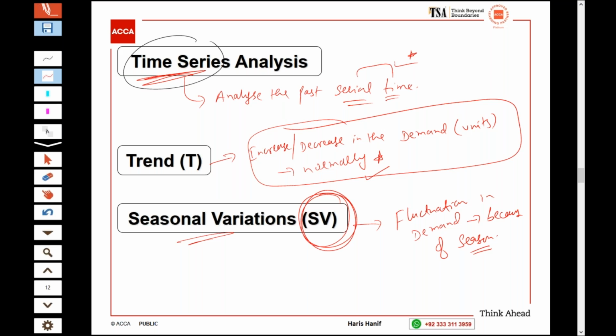So time series analysis basically considers these two aspects. There are other aspects as well, but time series analysis is the technique which analyzes the past serial time, the data in a serial manner, the trend, and the seasonal variation.